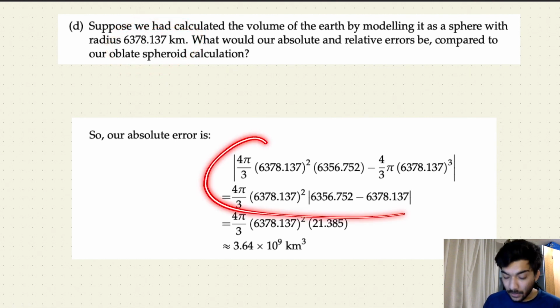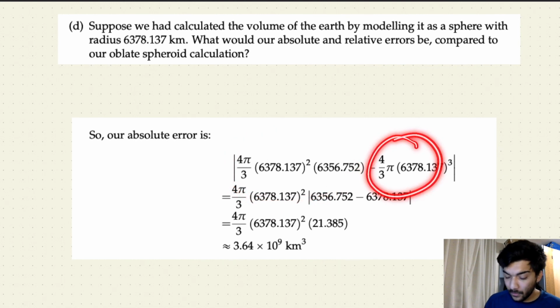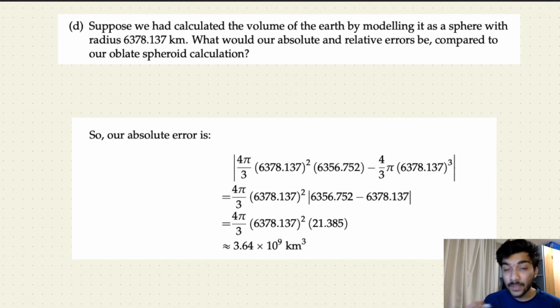So that is why if you calculate the absolute error, you just have to subtract the calculated volume from the actual volume based on the information given in this question. And since we are calculating absolute error, it would be an absolute value in this case. So if you calculate the absolute error in the volume, it would be this one.